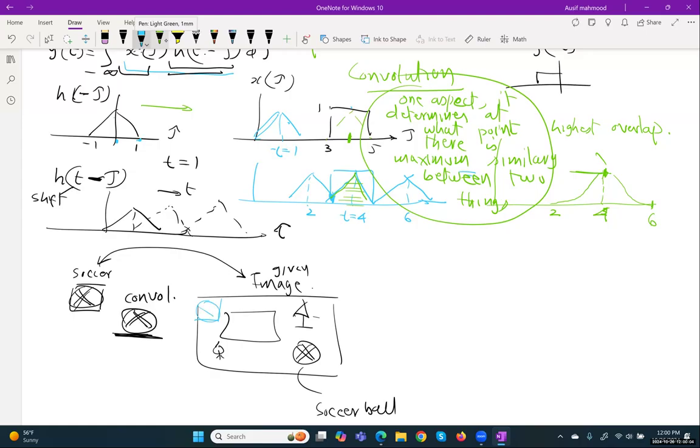As you can see, we'll start sliding the soccer ball over here. In the beginning, the soccer ball will be over here, and it will do a convolution with the background. What exactly is convolution, as we discussed? It is the area under the curve, for continuous signals. So convolution is this integral, the area under the curve after multiplying two signals. This is in the continuous domain.